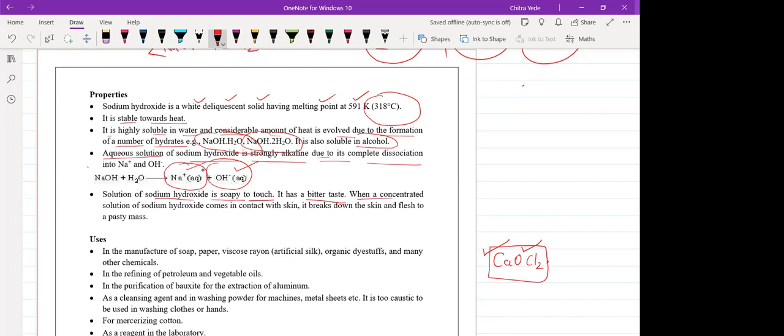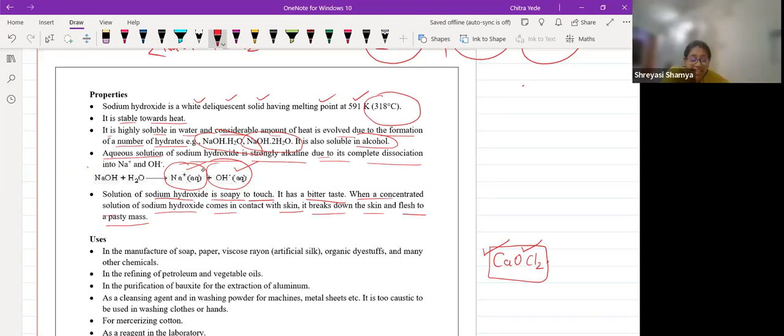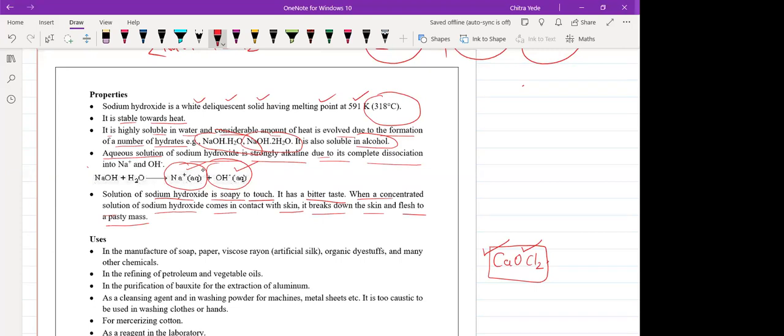When a concentrated solution of sodium hydroxide comes in contact with skin, it breaks down the skin and flesh to a pasty mass. OMG. So it's very dangerous, you can say. That's why I told you to take proper care while using such chemicals in the laboratory, because in higher classes you are going to have a chemistry subject and there you will use such chemicals in the laboratory. So do take proper precaution while using this.